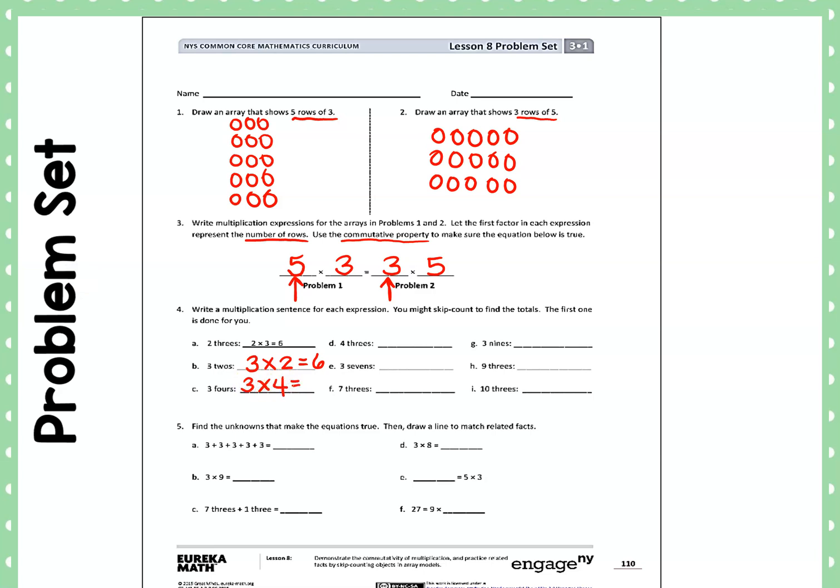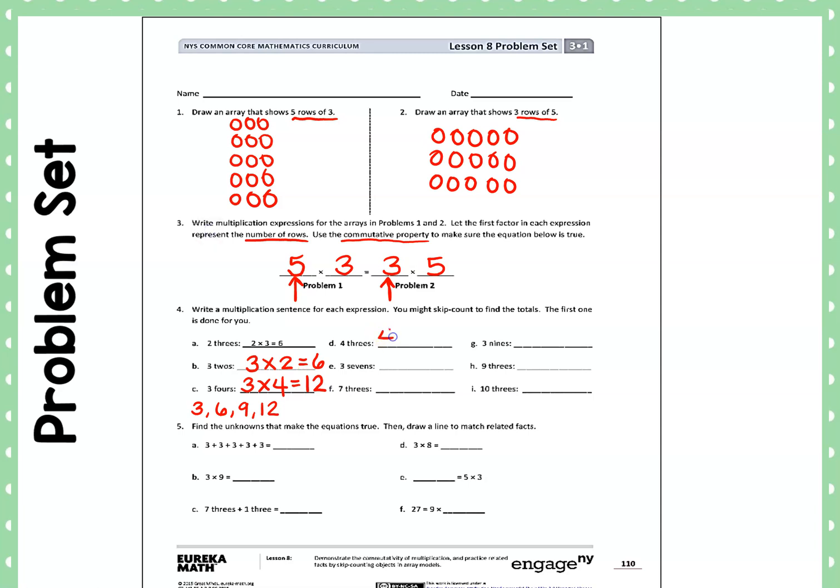Okay, I don't know that off the top of my head, so I'm going to do a skip count by 3s just right here below the problem. So 3, 6, 9, 12. I skip count by 3s 4 times and got 12. Okay, let's look at D, 4 3s.